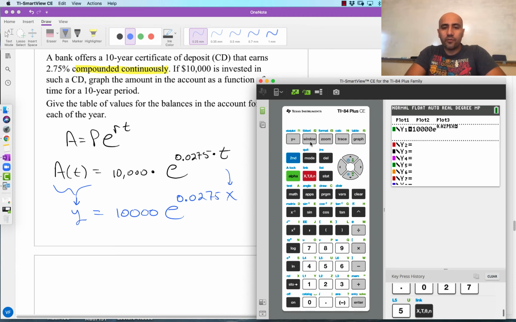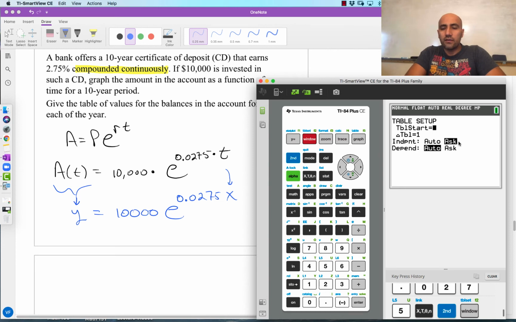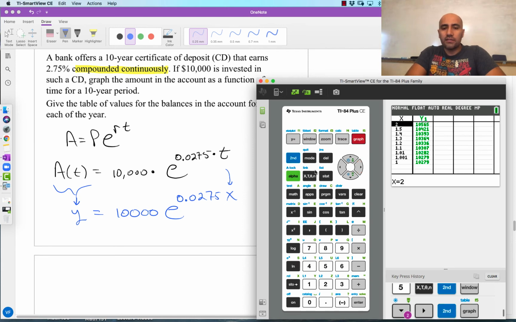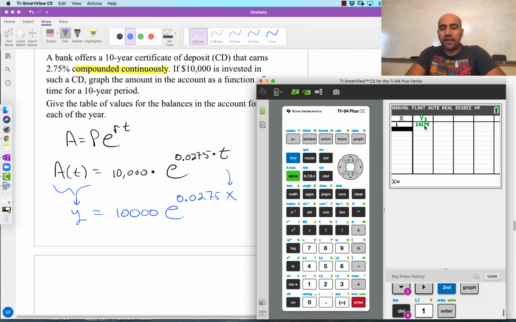I can go to my tables. Remember to go to second table set. Make sure this is under ask, this is under auto. If it's not like that, use your arrows to change it. Okay, we want to go over to second table. Let's delete anything that's there. And now let's put in, it says give a table balance for each of the years. Okay, so after 1 year, this is my balance on my account after 1 year, $10,279. After 2 years, after 3 years, after 4 years, after 5, 6, 7, 8, 9, and 10.